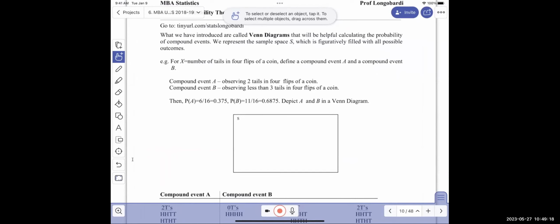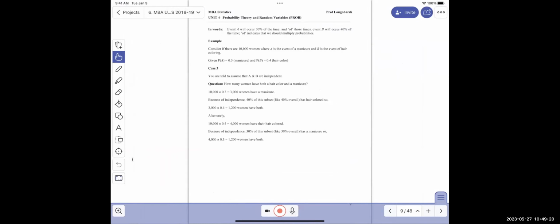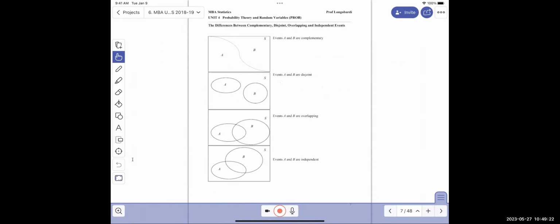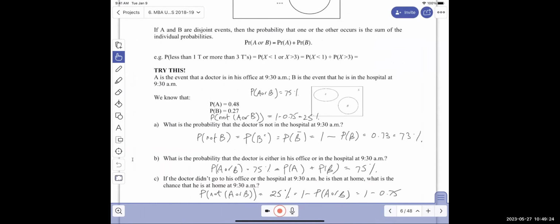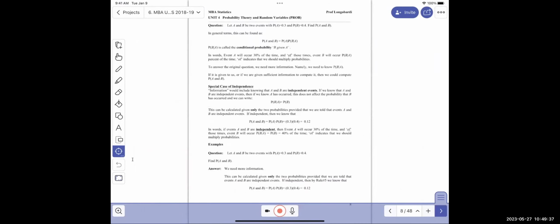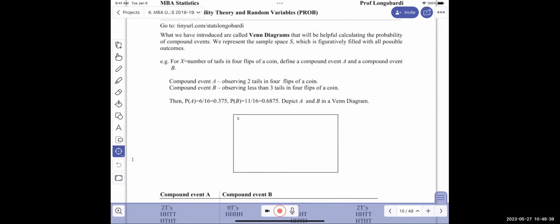Professor, in the previous exercise, where do you say that they established that the remaining 25% outside A or B was the home? Because I didn't see it. Right here in C. If the doctor didn't go to his office or hospital, he is then at home. It's just established there.